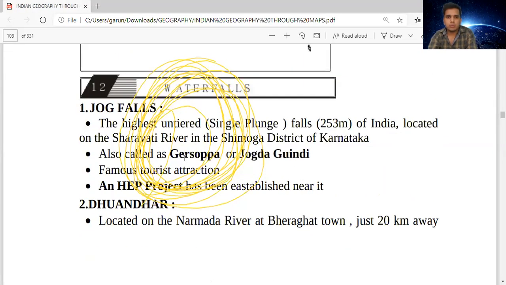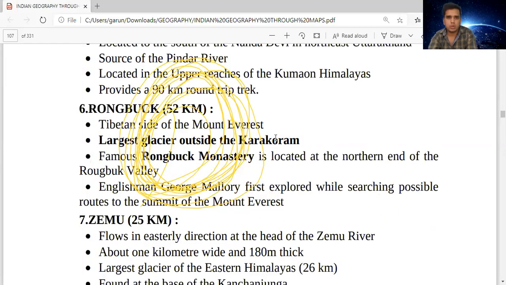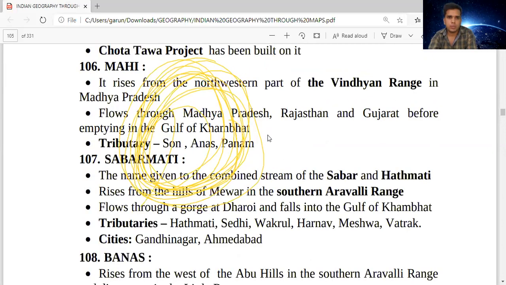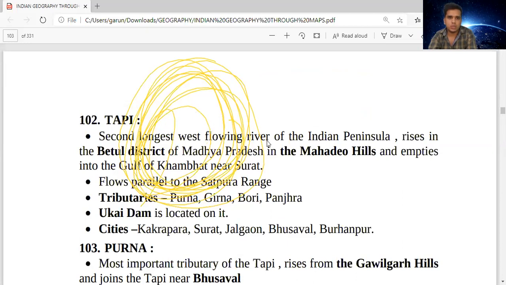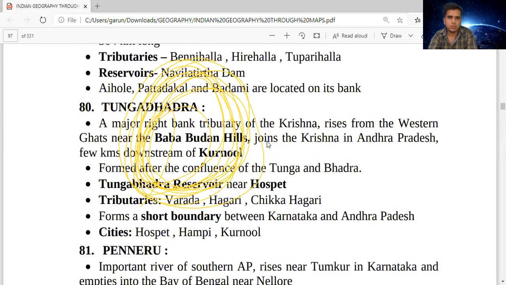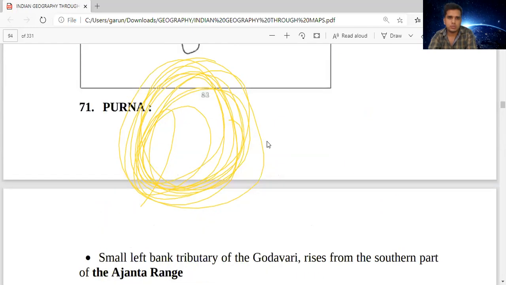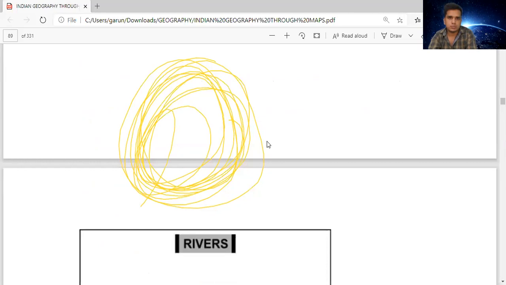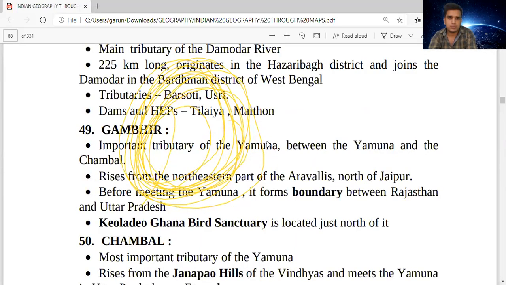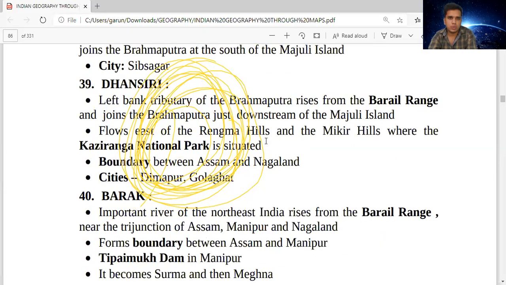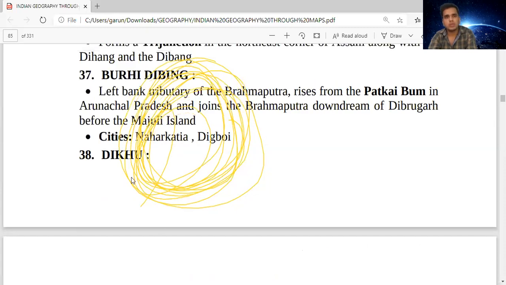Now we will do Brahmaputra river. Okay, we are going on it. We were on 38th river yesterday. So today we will do the rest of the rivers. Yesterday we have done Budi Dibang.